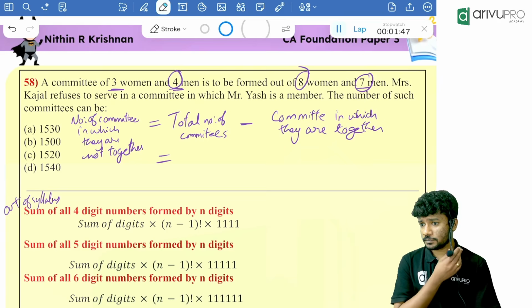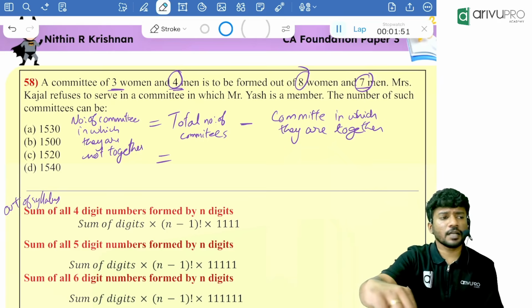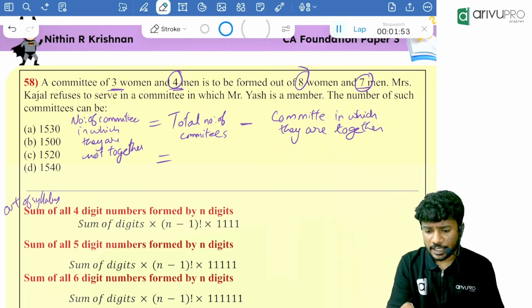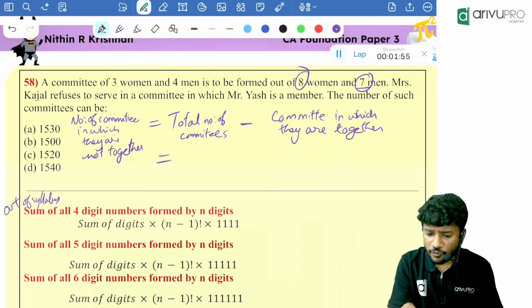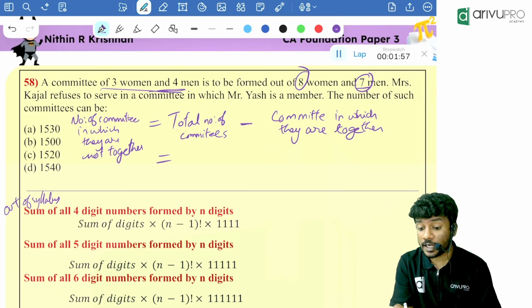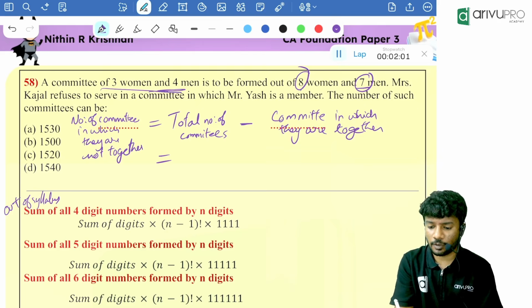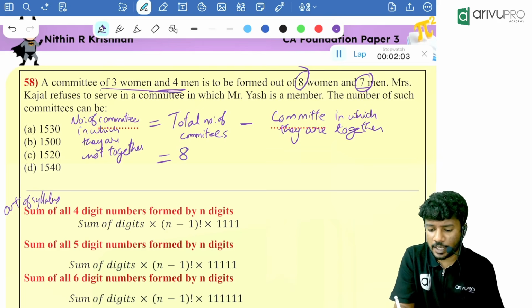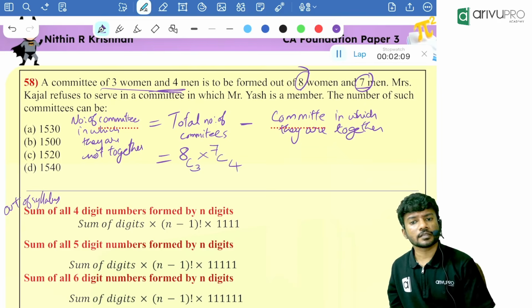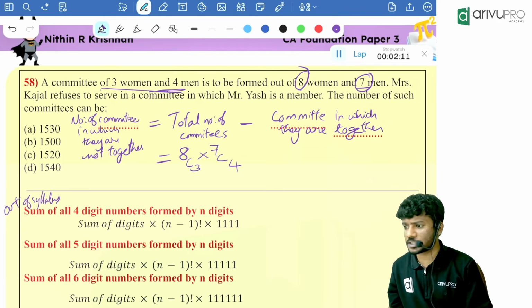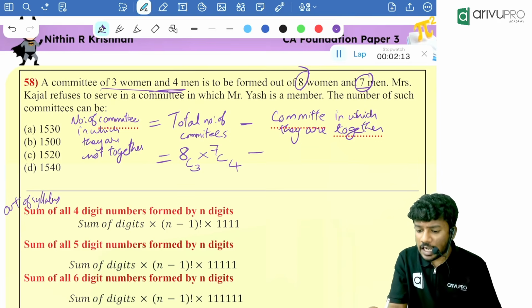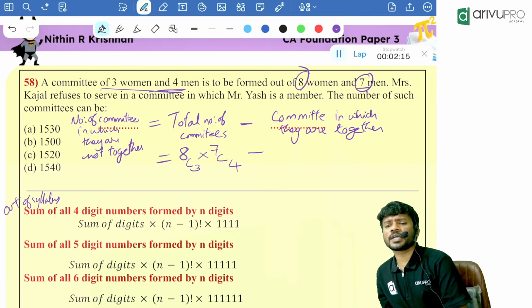Try, people. If so, can I give you the first tip? Then you can try. Total number of committees: they are telling a committee of 3 women and 4 men is to be formed out of 8 women and 7 men. Now, the total selection will be: from 8 women, I am choosing 3 women, and from 7 men, I am choosing 4 men. That is the total selection. Minus the committees in which they are together.